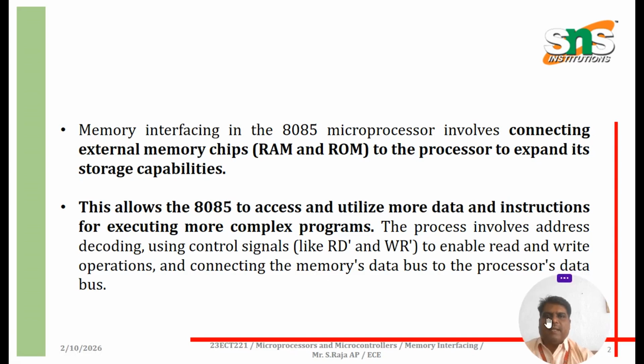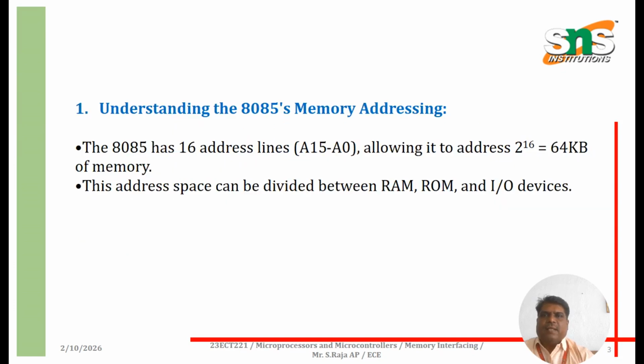Memory interfacing in the 8085 microprocessor involves connecting external memory chips like RAM and ROM to the processor to expand its storage capabilities. This allows the 8085 to access and utilize more data and instructions for executing more complex programs. This process involves address decoding, using control signals like read and write to enable read and write operations, and connecting the memory's data bus to the processor data bus. Next, to understand this concept, let us move on to the individual topics.